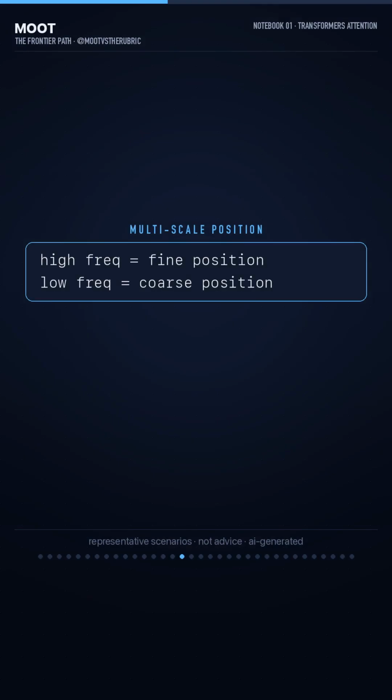The high-frequency dimensions flip quickly from position to position, so they pin down fine-grained exact location. The low-frequency dimensions change slowly across the whole sequence, so they capture coarse, where am I roughly positioned. Together they form a multi-scale code, very much in the spirit of Fourier features, where combining many frequencies lets you represent both the broad strokes and the fine detail of position at the same time.